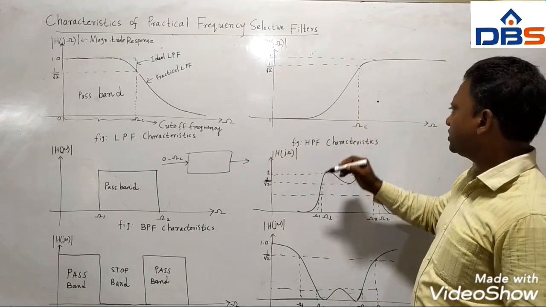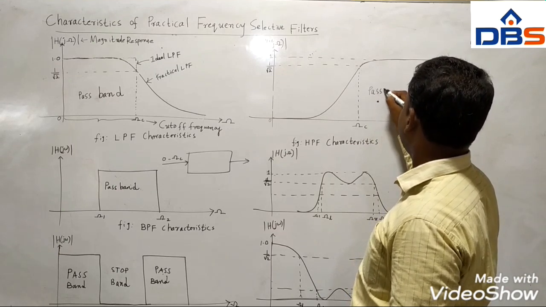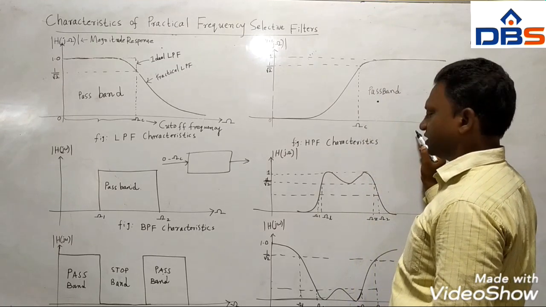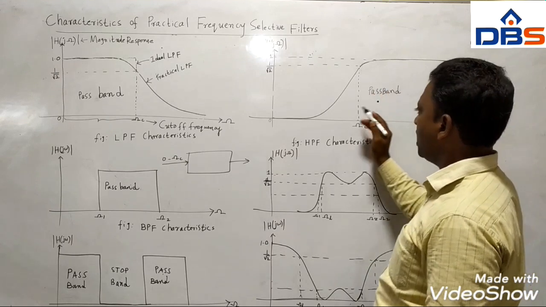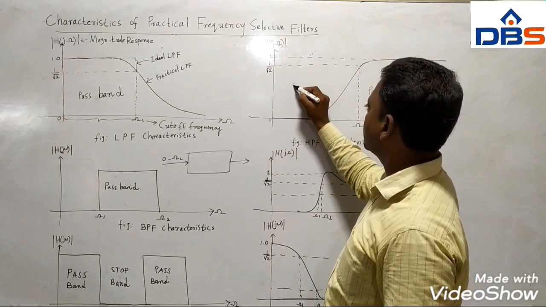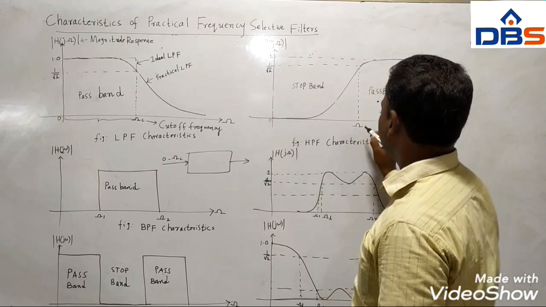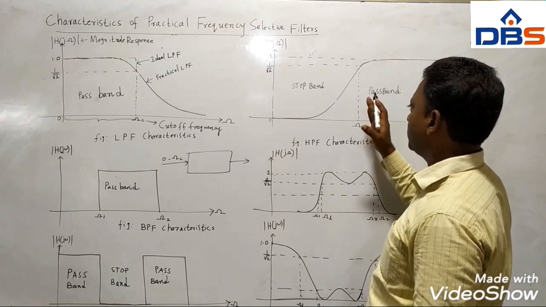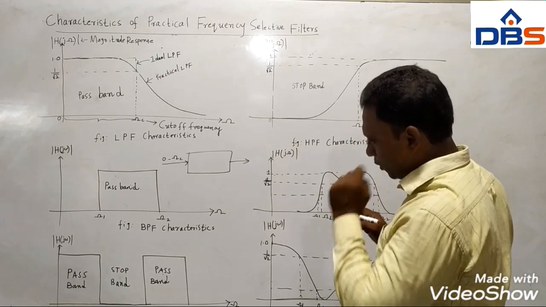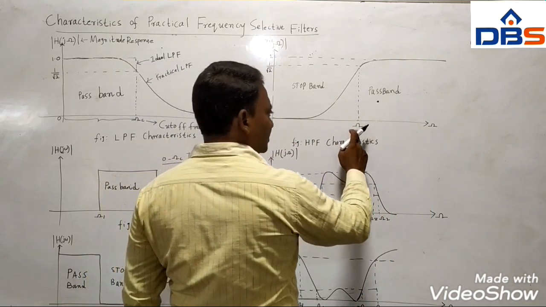Simply you can understand. Now in this case, what is the pass band? This is the pass band. High pass filter passes the frequencies above the cutoff frequency, so this is the pass band above the cutoff frequency, and it blocks the frequencies below the cutoff frequency. That is why it is called the stop band, because all the low frequencies from 0 to omega c are blocked. It stops all the frequencies from 0 to omega c and passes all the frequencies above omega c. That is why it is called a high pass filter.